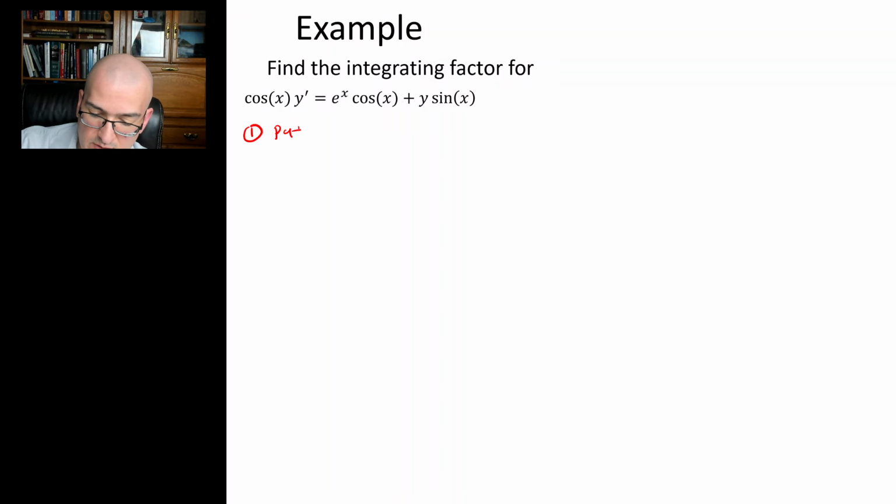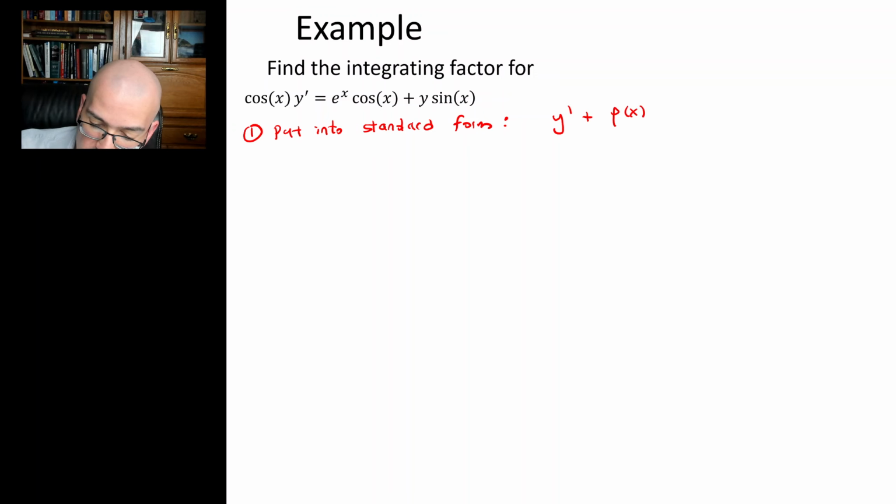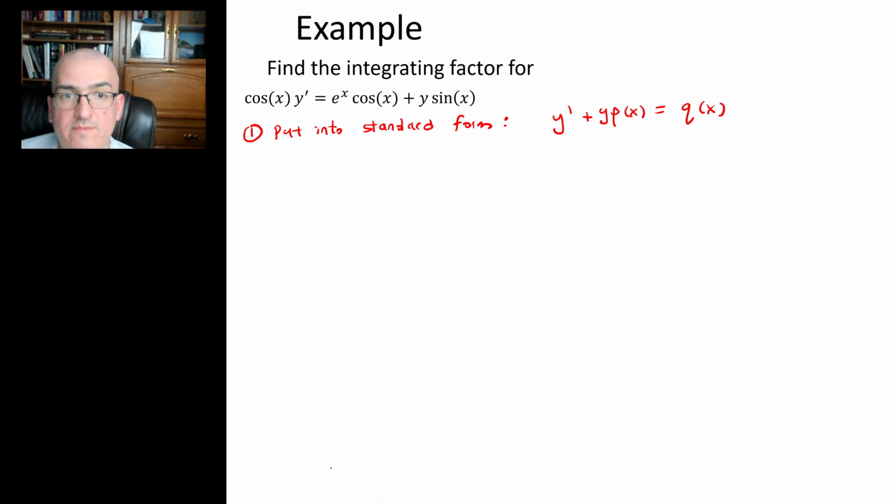Put into standard form. It's really, really, really important. It is exactly how it's supposed to be for standard form. So I'm going to write down what it has to look like, that y prime plus p of x times y is equal to q of x. And right now we don't have that.